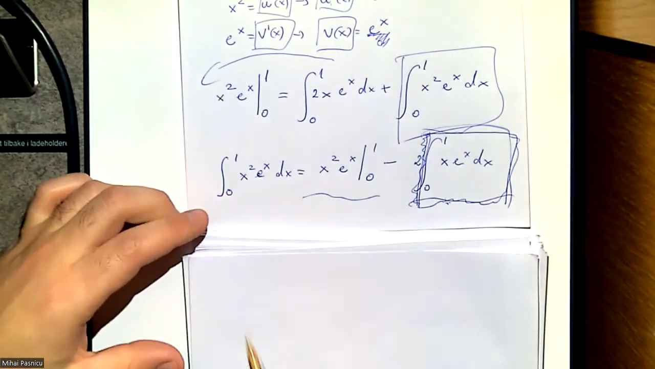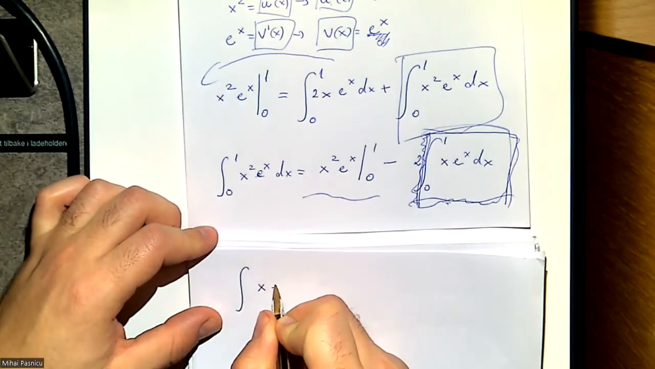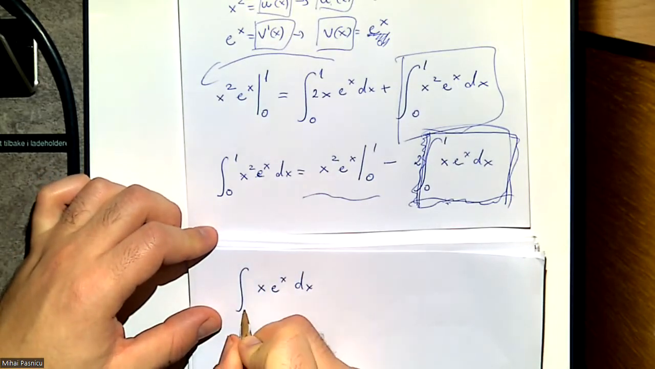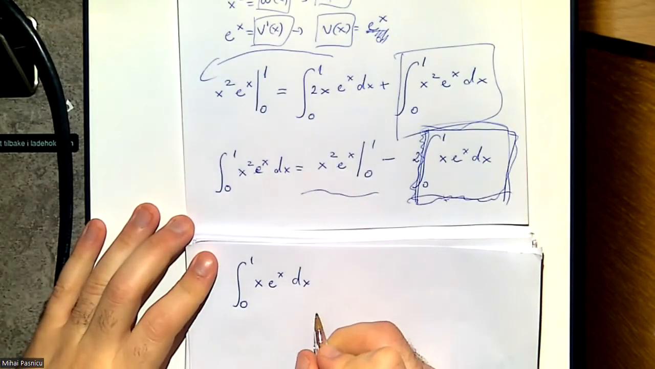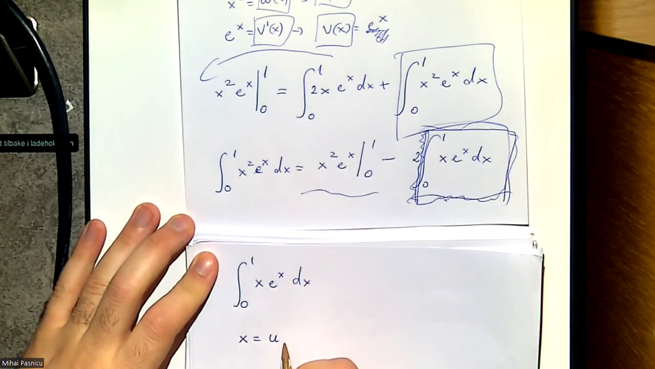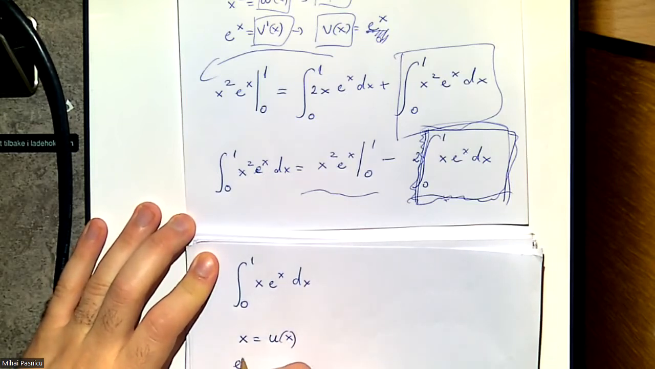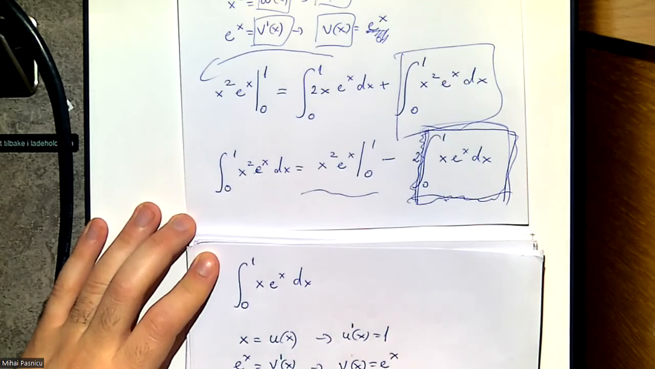Okay. So now we were aiming to compute this integral of x e to the x dx from 0 to 1. And we stick to the same recipe. We take x as u, to be differentiated, and e to the x as the one we integrate. So then u prime of x is just 1, and v of x is equal to e to the x.